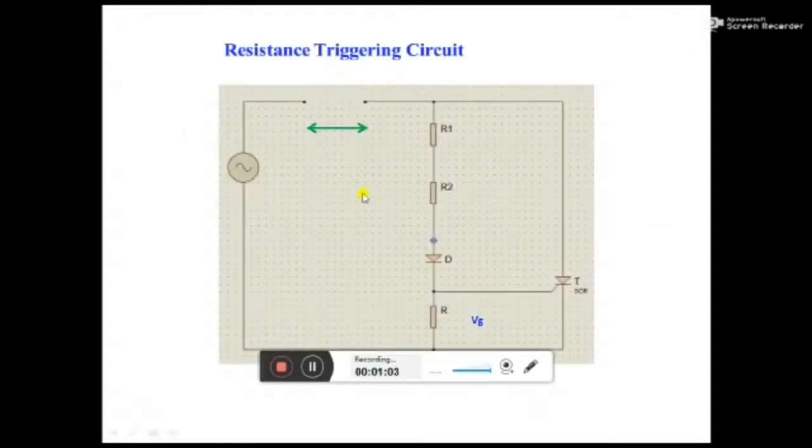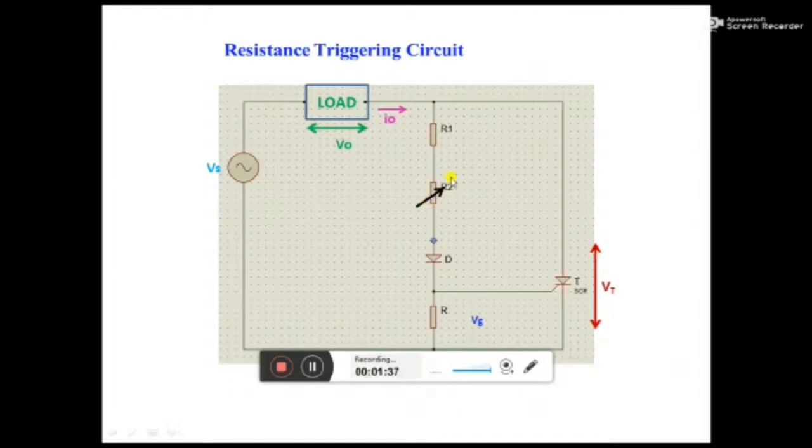So this is how our resistance triggering circuit looks. This is the supply voltage Vs, this is the load, and this is the alternating supply voltage Vs. There is one resistance R1, and resistance R2. The voltage appearing across the load will be V0, and the current flowing through the load will be I0. There is thyristor T here. The voltage across the thyristor will be Vt.